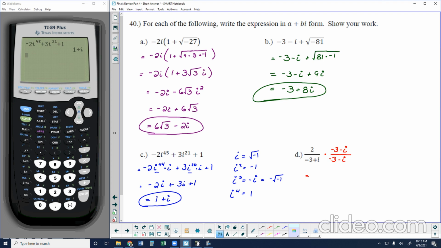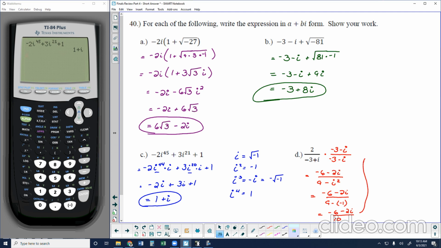In the numerator, I can simplify by distribution. So this would be -6 minus 2i. In the denominator, I can simplify as when we multiply conjugates, it's the square of the first term. So -3 squared would be 9, minus the square of the second term. -i squared would be i squared. Now, I can simplify because I know that i squared is equal to -1. So this would give me -6 minus 2i over 9 minus a -1. And 9 minus -1 is the same as 10. So -6 minus 2i over 10.